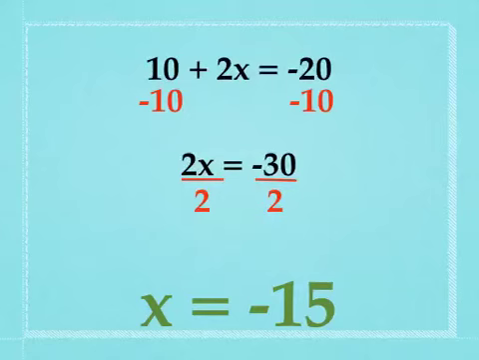Again, I need to go back and check my answer, which would be 10 plus 2 times negative 15 equals negative 20. Well, 2 times negative 15 is going to give you negative 30, which would give me 10 plus negative 30 equals negative 20, and that is true.